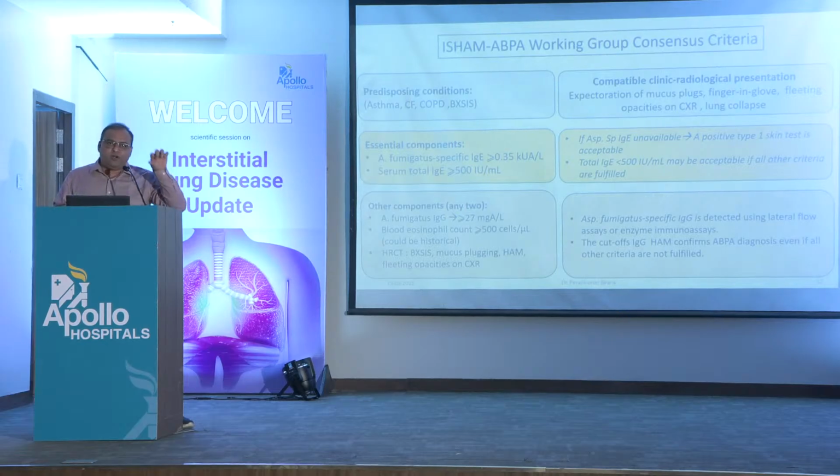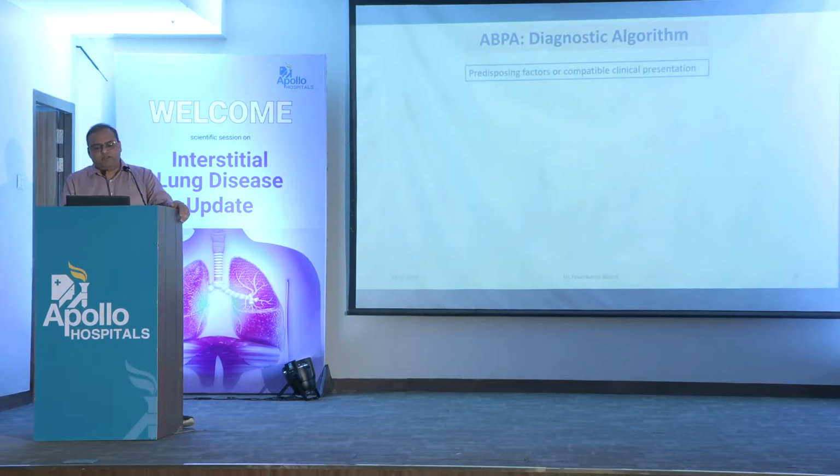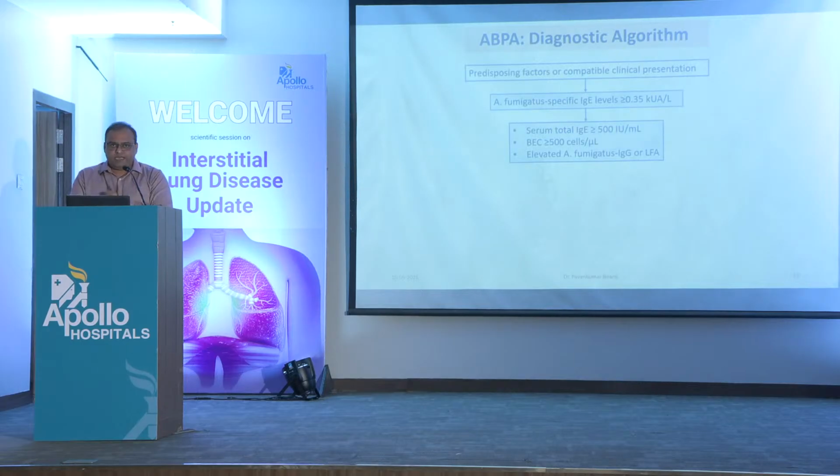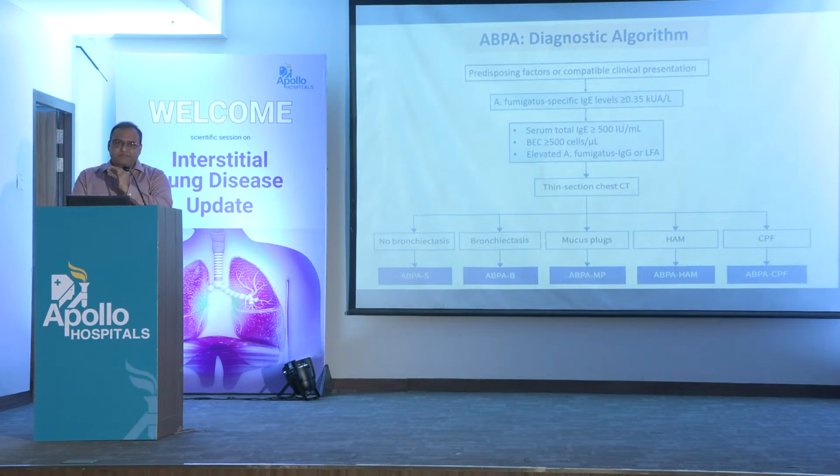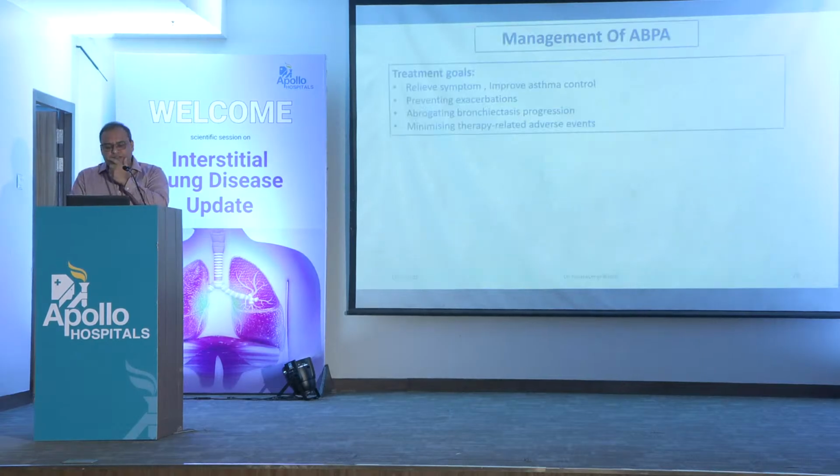Always look at the bottom of the report at what method has been used for diagnosis in a particular lab. And if you have a HAM, you don't need other criteria to come to a diagnosis of ABPA. So if the patient comes to you, the first test you will do is Aspergillus specific IgE. If that is positive, do total IgG as well as blood eosinophil count. And if that is positive, please consider a CT scan in your patient, because that will tell about only serologically positive ABPA or whether there is a radiological abnormality as well. So bronchiectasis, mucus plugs, HAM, and a chronic fibrosing disease is what we looked at on the CT scan.